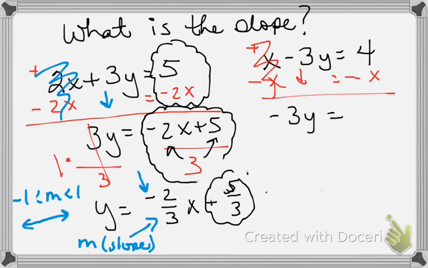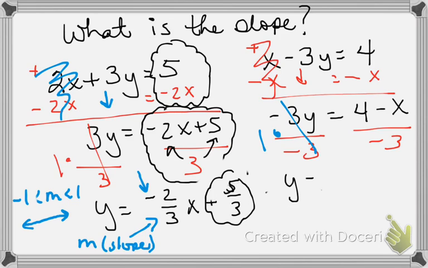And we can't combine the 4 and the negative x, so we can write it this way if we want to. It doesn't matter. Or we can write it negative x plus 4. Either way is fine. I'm just changing it up on you this time. Alright, so now I'm going to look at my variable. It's being multiplied by negative 3, so I'm going to divide both sides by negative 3. And a negative 3 divided by negative 3 gives me 1, and 1 times y gives me y.